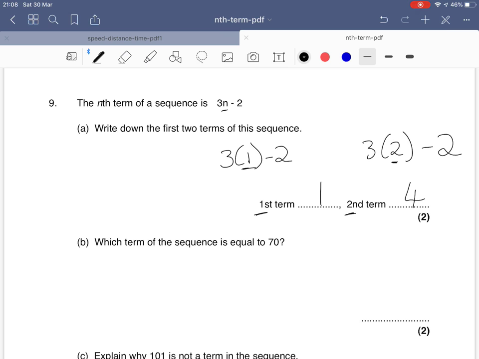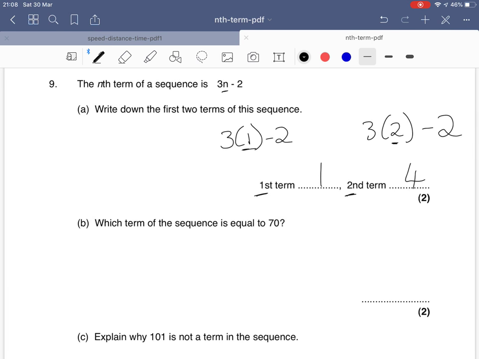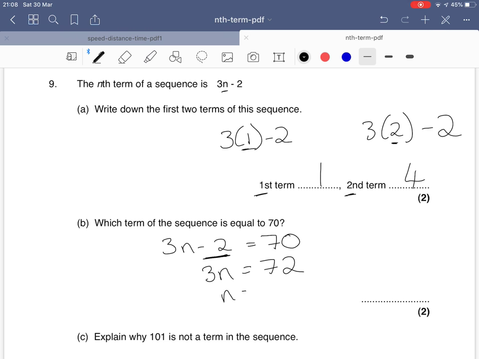Which term of the sequence is equal to 70? So this time we've got to go 3n minus 2 equals 70. So we need to first add the 2. So we've got 3n is 72. Now we need to divide, so we need to do 72 divided by 3 if you want to use the bus stop method. We got 3 into 72.